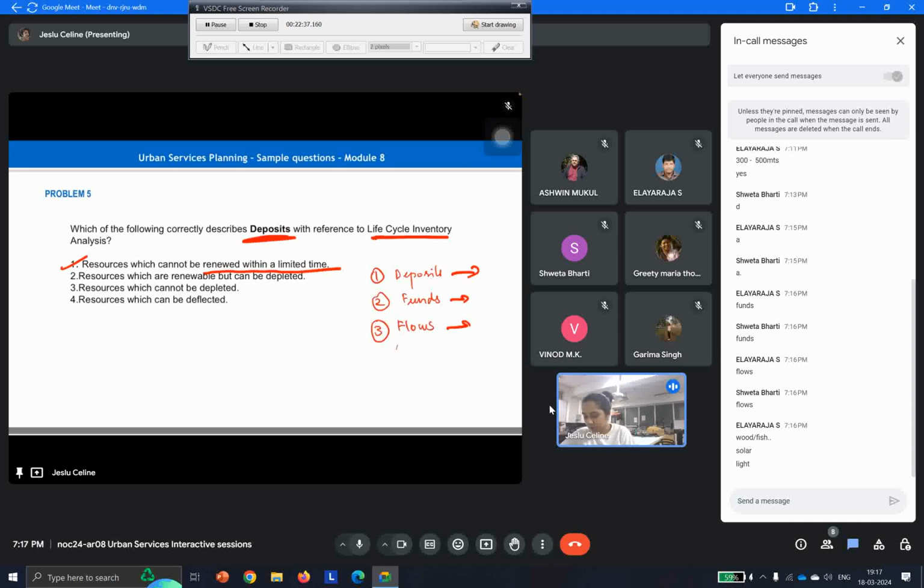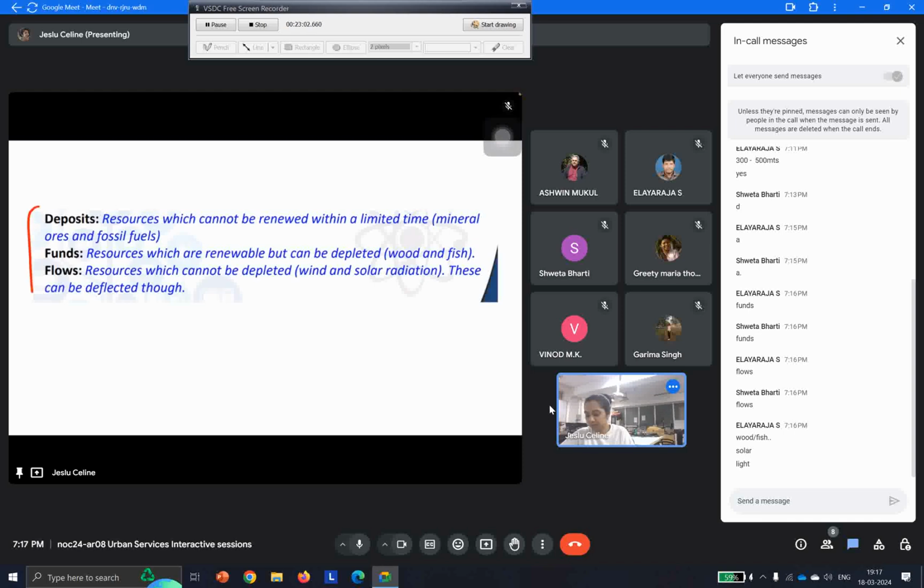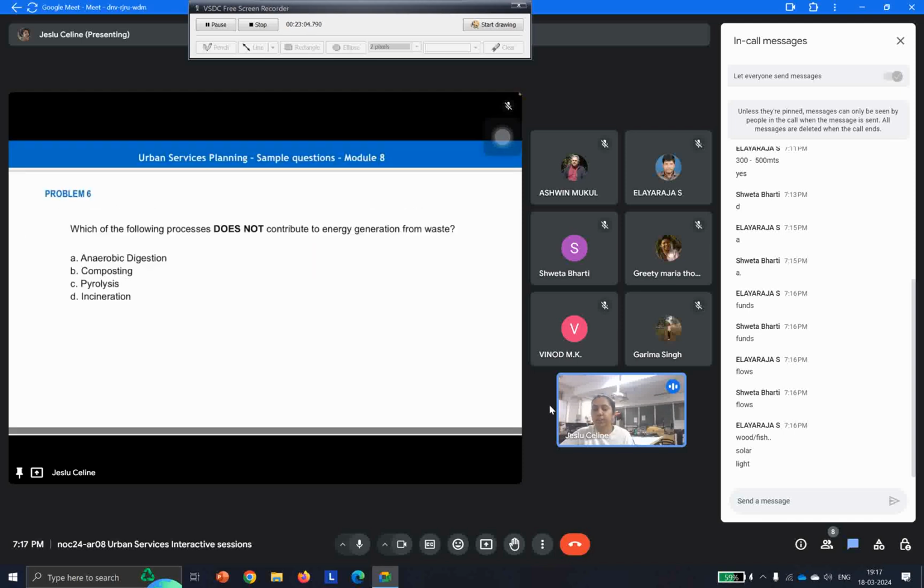Very good. So I think all the other options we can match to these. Funds will be resources which can be depleted. Yeah, no, this matches better: resources which are renewable but can be depleted. So these were the three different terms, we just discussed them. Let's proceed on to the next question.